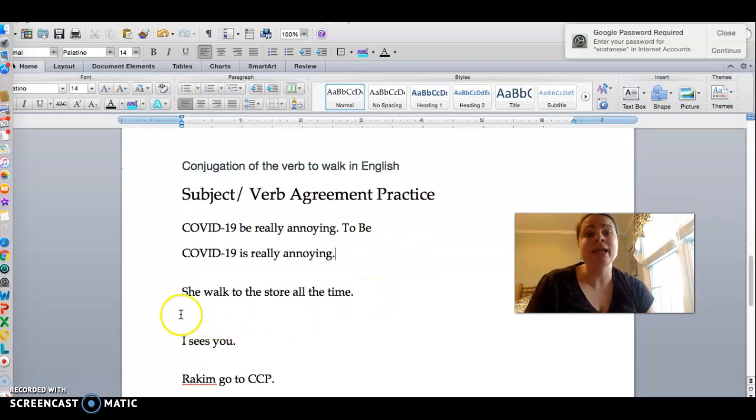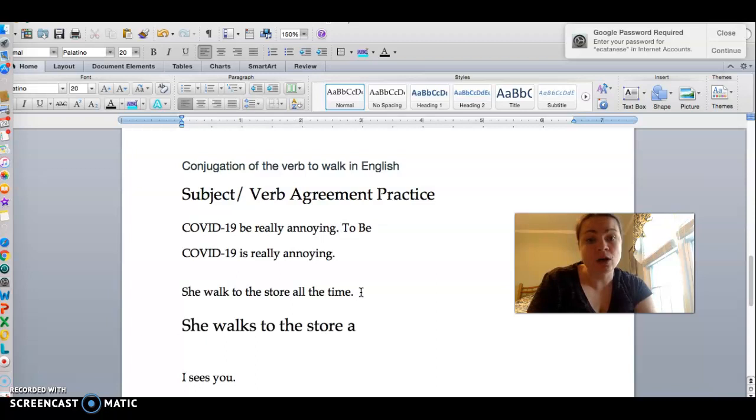because is the singular verb that goes with it. Okay, here we have she walked to the store all the time. Okay, she is singular because there's only one of her. But the verb walk is plural. So you would say she walks to the store all the time. So third person singular verbs have an S next to them.